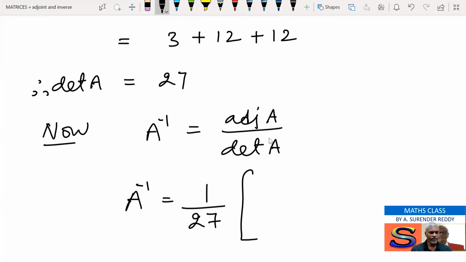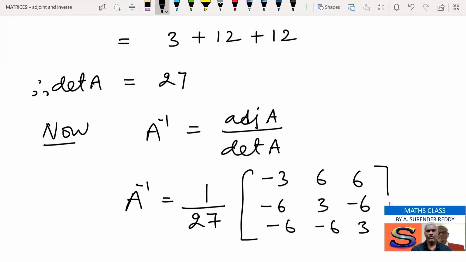So what is the adjoint matrix? -3, 6, 6, -6, 3, -6, and -6, -6, 3. So this is the inverse of A.